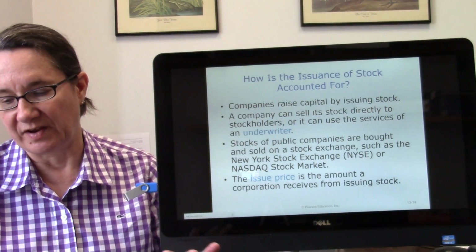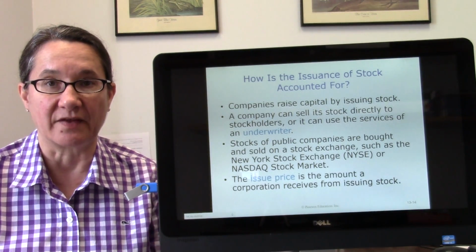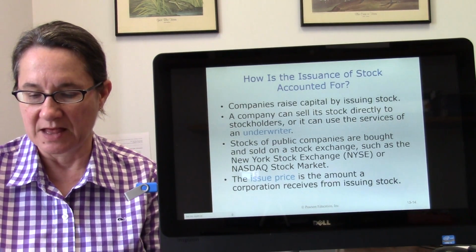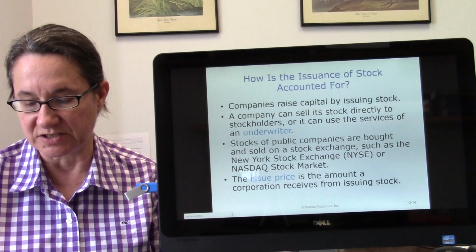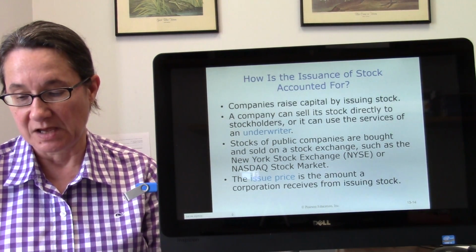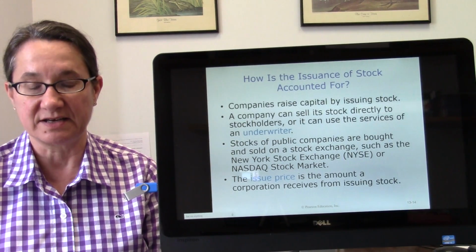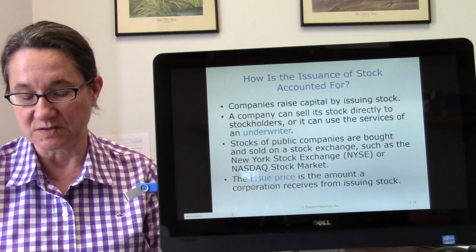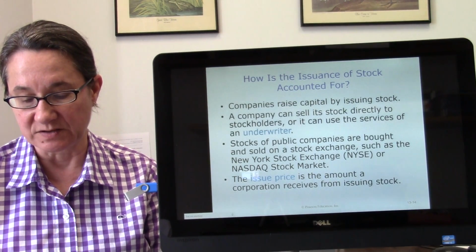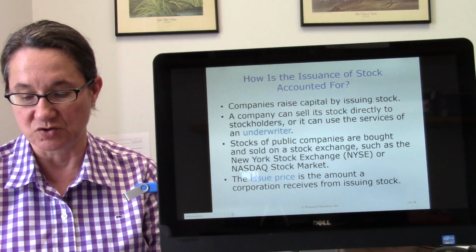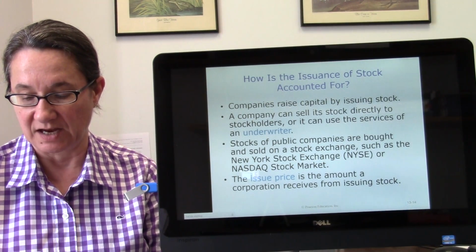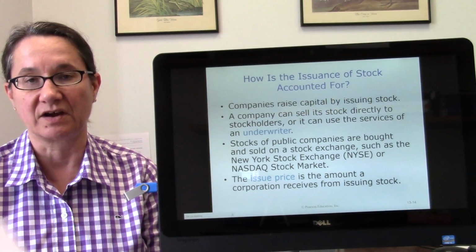So first thing we need to understand is how stock gets issued, how that works. Large corporations need huge quantities of money. They cannot finance all of their operations through borrowings, so they raise capital by issuing stock. A company can sell its stock directly to stockholders, or it can use the services of an underwriter. An underwriter is a firm that handles the issuance of a company's stock to the public, usually assuming some of the risk by agreeing to buy the stock if the firm cannot sell all of the stock to its clients.